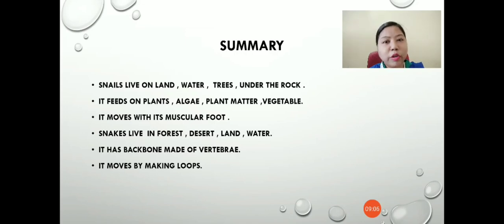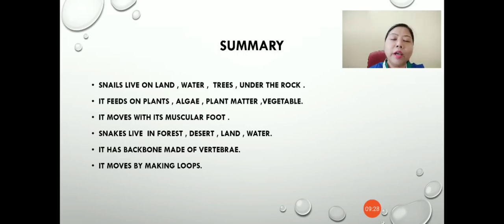So this is all for today's class. I hope that all of you have understood how the snake moves and how the snail moves, and you might also be able to compare the types of movement that take place in snail and in snake. So now let us do the summary of today's class. What have we learned in today's class?